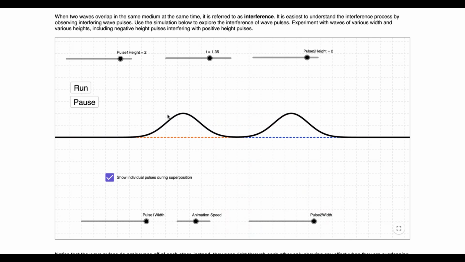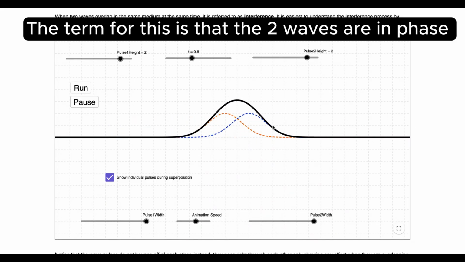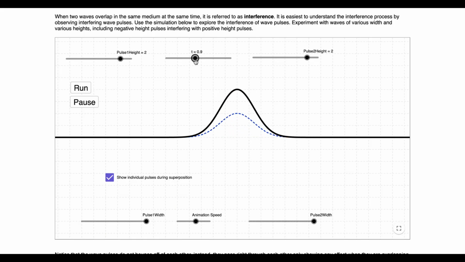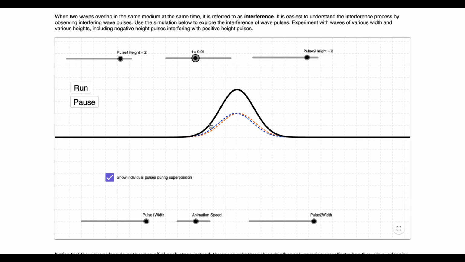So when two waves are along the same side, it creates this bigger wave. If I actually zoom in, you can see it creates this bigger wave because the waves are in sync with one another, and that causes a bigger wave, or a bigger amplitude, to be formed, right?